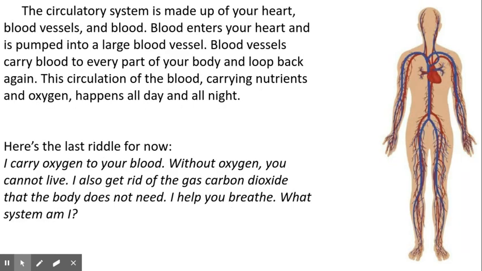That's right, the circulatory system. Ding, ding, ding. Good job. The circulatory system is made up of your heart, blood vessels, and blood. Blood enters your heart and is pumped into a large blood vessel. Blood vessels carry blood to every part of your body and loop back again. This circulation of the blood carrying nutrients and oxygen happens all day and all night.